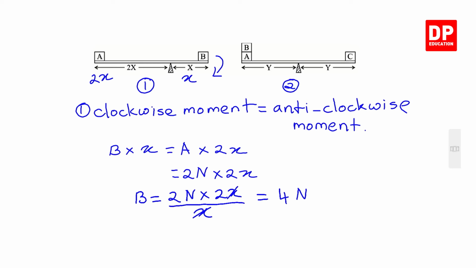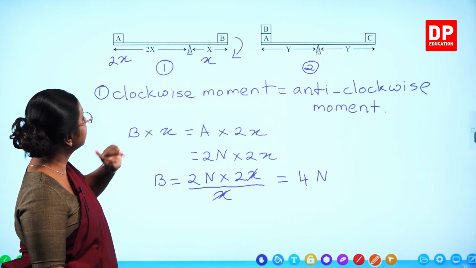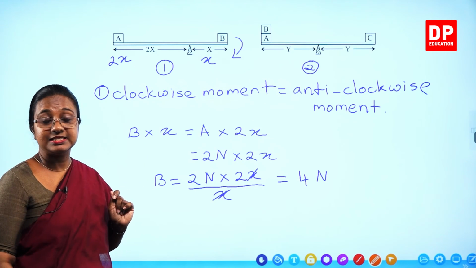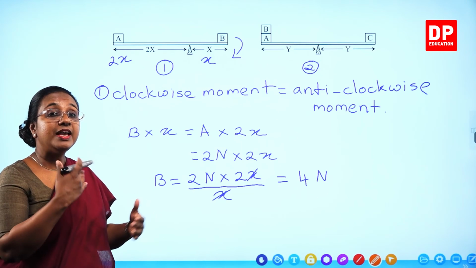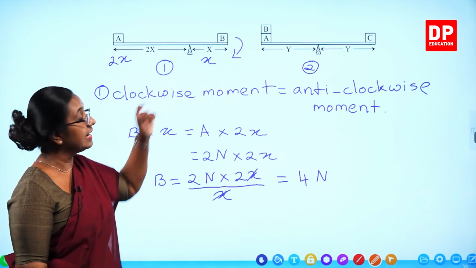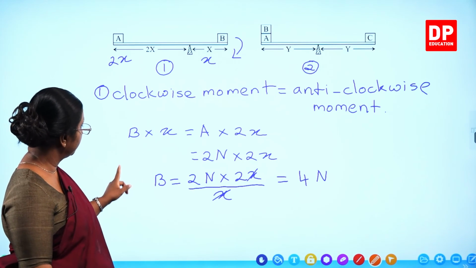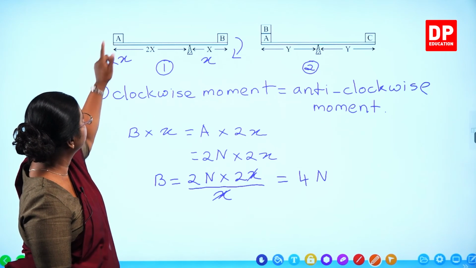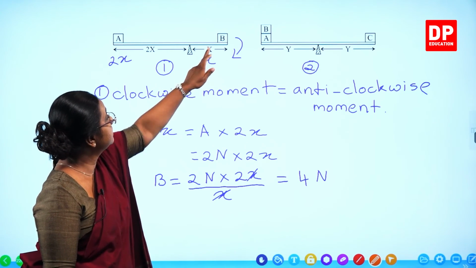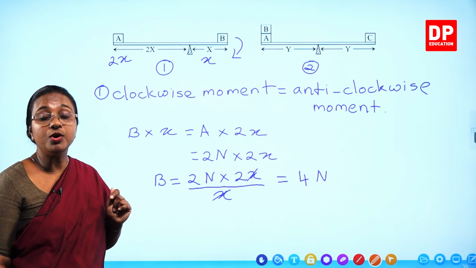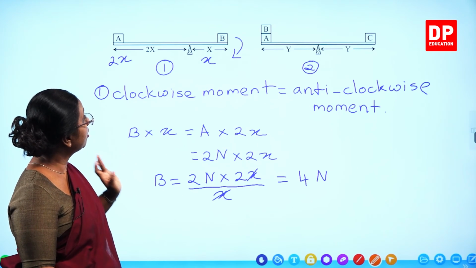What I explained to you all. Because this distance is double and that distance is half, the weight has to be half for A and double for B. So because this is 2x and this is 2 Newton, this is x, B becomes 4 Newton. That is the weight of B.